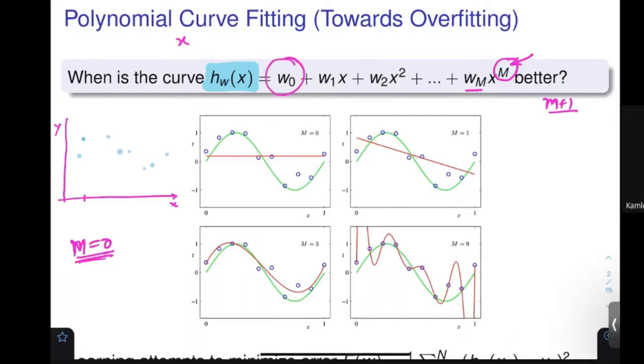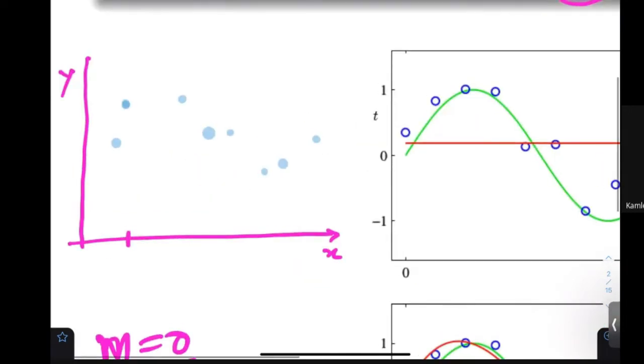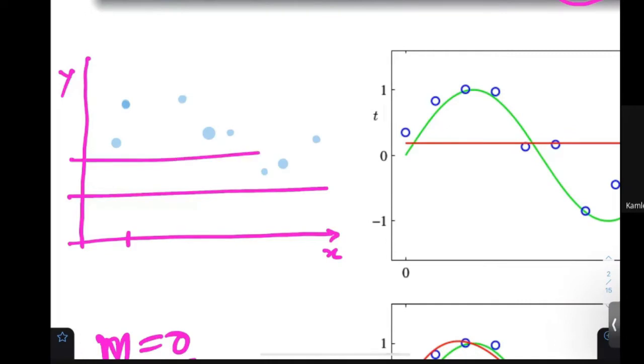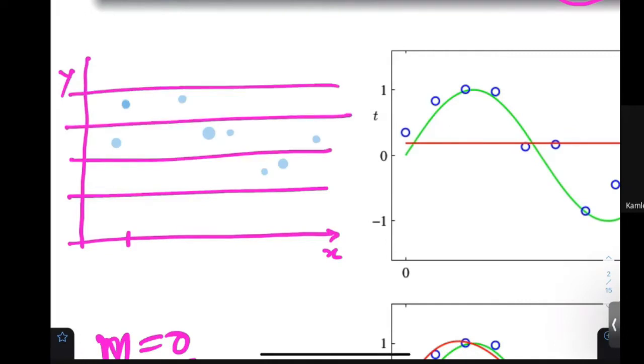W0. So W0 means what? That it is a constant value for all the values of X. So it is going to be a line something like this, or a line like this, or a line like this. Which line are you going to select? The line which has the minimum error.